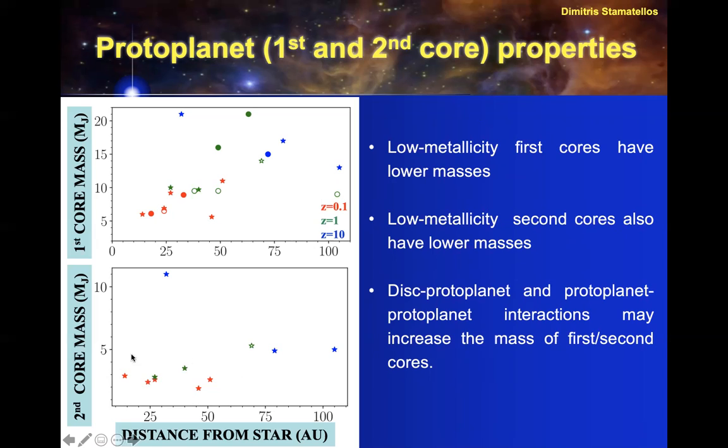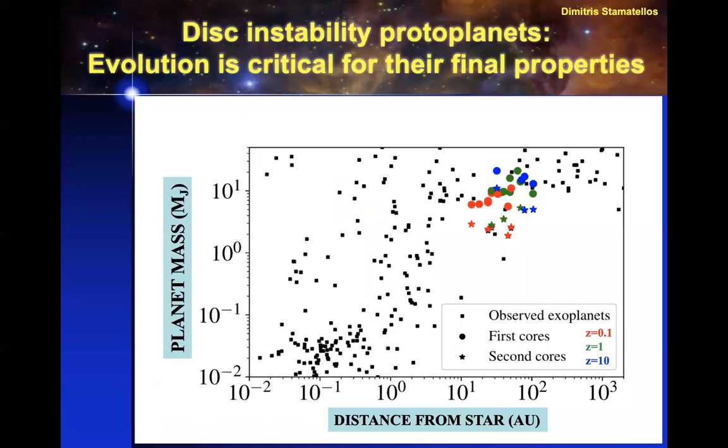These are values you expect from objects formed by disk instability. They correspond to the opacity limit for fragmentation. And then we went on to compare these properties with the observed properties of exoplanets. So we put them in the planet mass versus distance from the star graph. As expected, these planets formed by disk instability occupy the wide orbit, high mass region of the graph. And I plot here both the second cores, the stars, and the first cores.